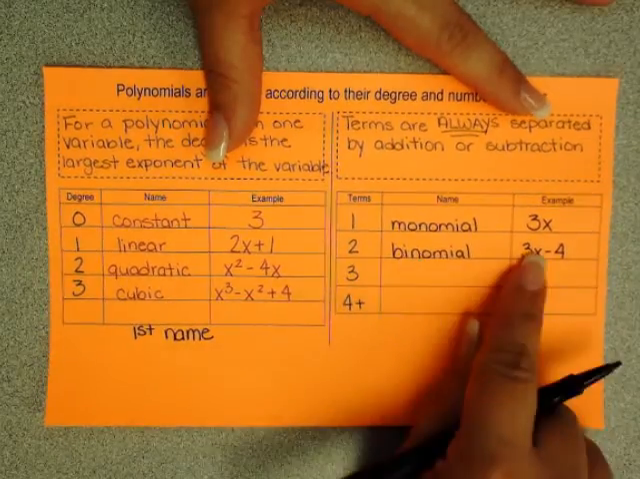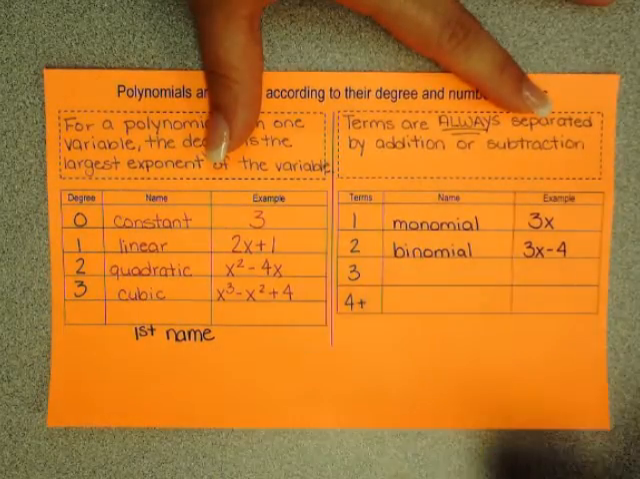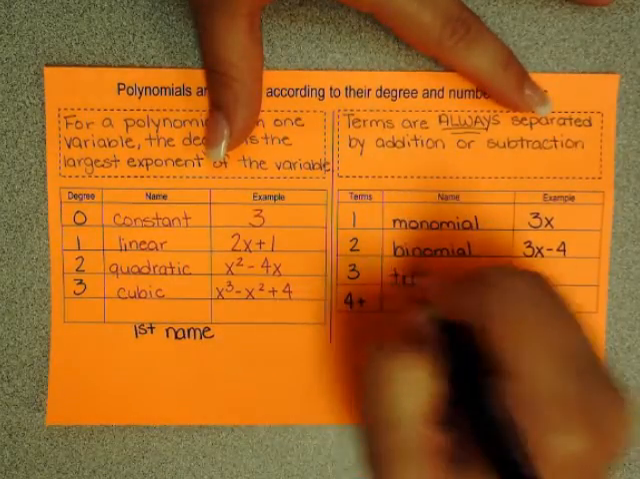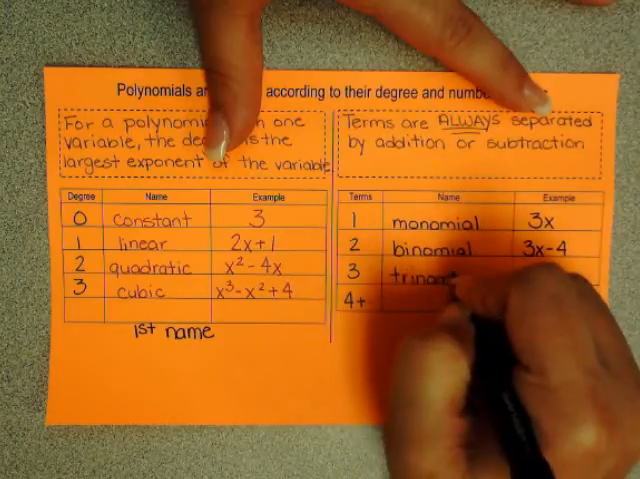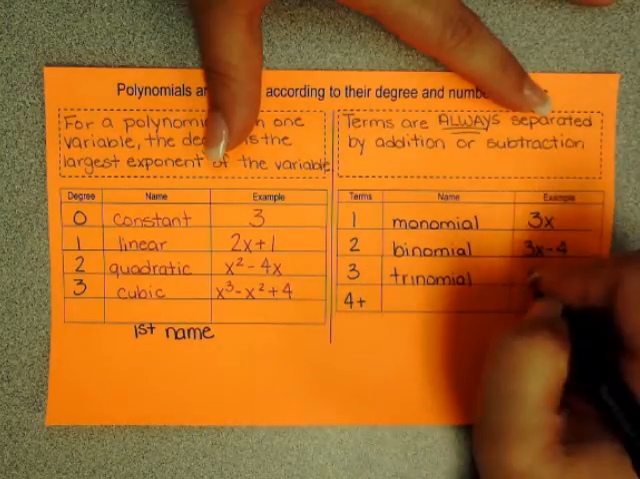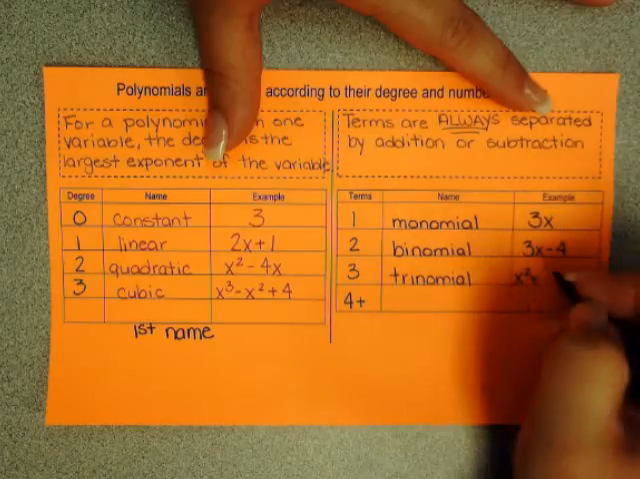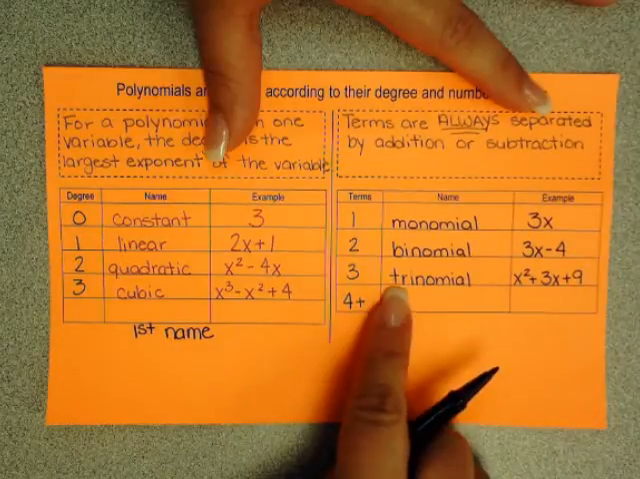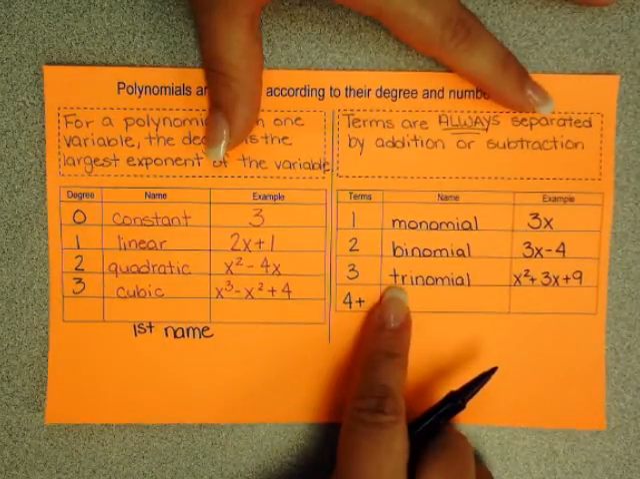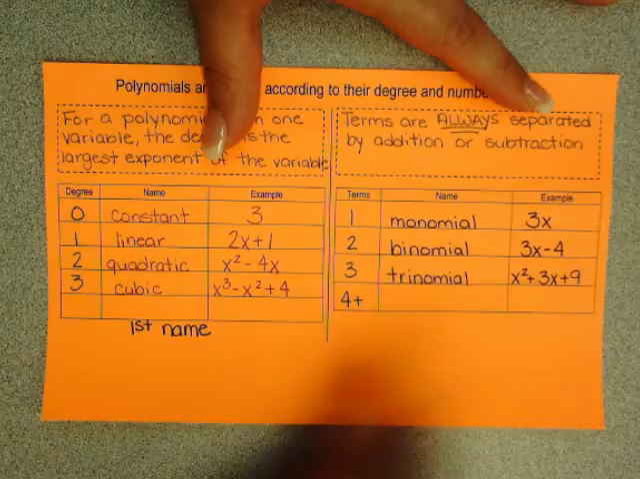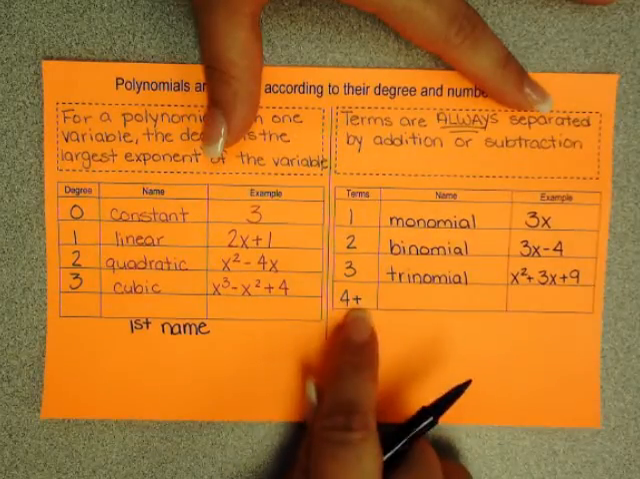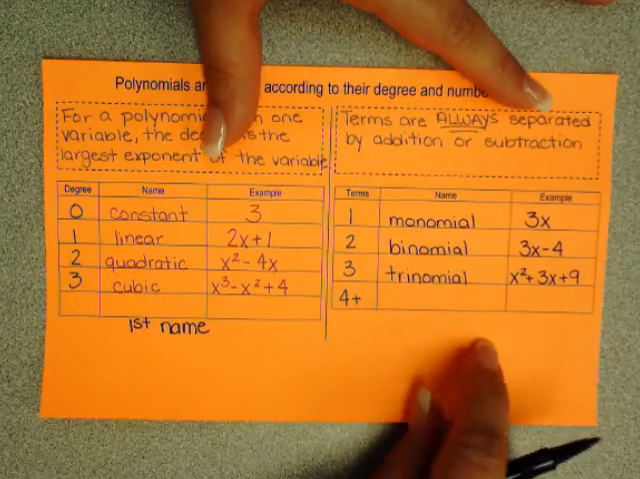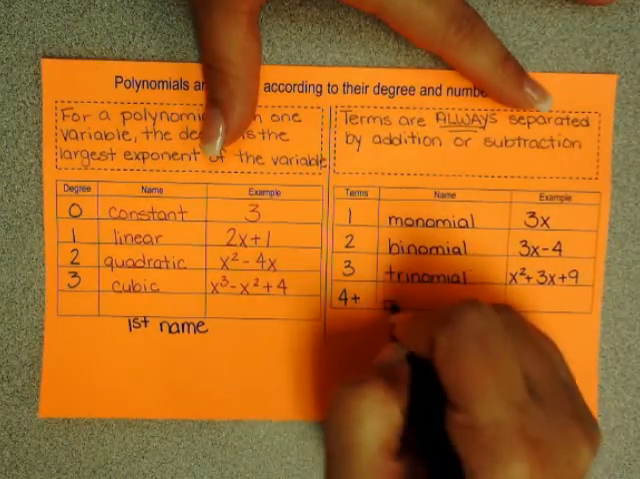Okay, so binomial has 2 terms, like a bicycle has 2 wheels. Okay, 3 terms is a trinomial. Okay, so we have 3 terms, like a tricycle has 3 wheels, a triangle has 3 sides, tri means 3. And last but not least, 4 and up. Anything 4 all the way up to infinity has the same last name, and that is polynomial.